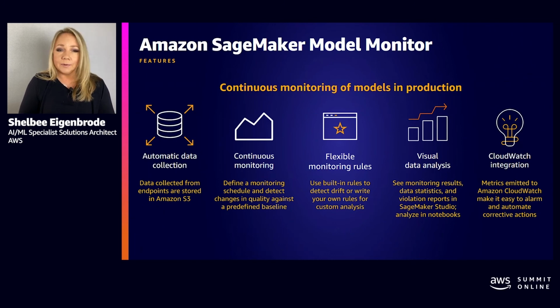Then at that point, you set up a monitoring schedule that you define to regularly detect changes in quality or drift on a defined schedule. All of the metrics are automatically emitted to Amazon CloudWatch, where you can then set up alarms or even trigger downstream automation like model retraining based on signs of drift or decay in your model. Model Monitor can be used through the SDK. However, the visual data analysis feature of Model Monitor is really specific to SageMaker Studio.